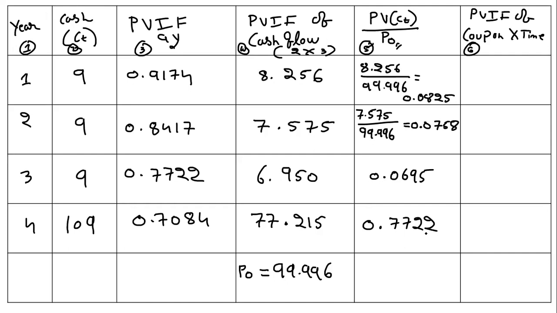So now we will calculate the sixth column, that is nothing but column number 5 into column number 2.